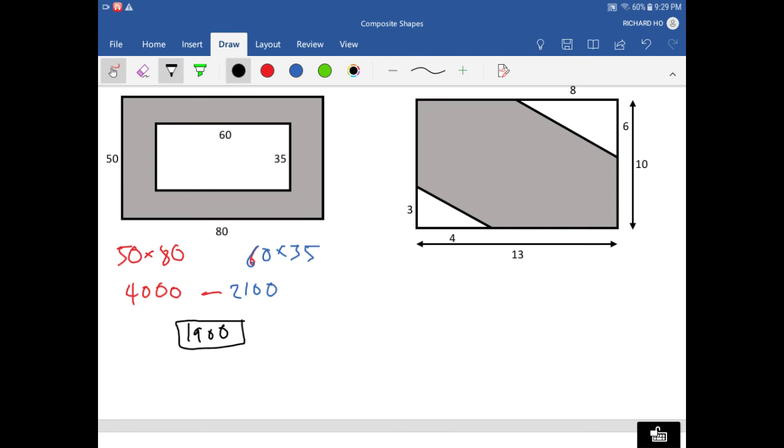Over here on the right, you still have a big rectangle. So what we're looking at is this 13 and this 10. So it's 13 by 10, which is 130. But you have to subtract these two things. So I'm going to subtract two triangles.